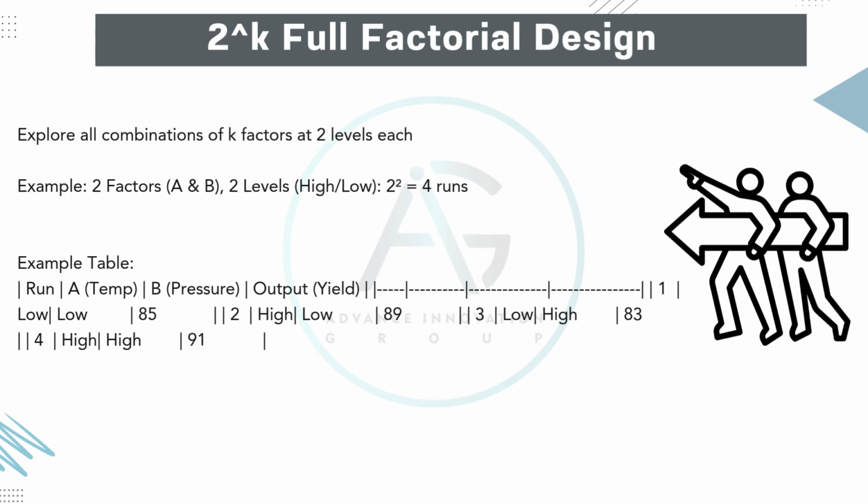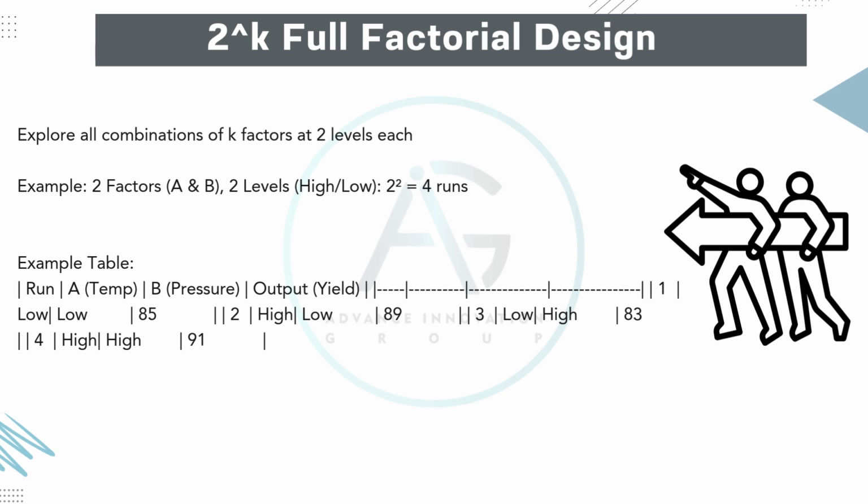In run 1, both A and B are at low, and the output is 85. In run 2, A is at low and B is at high, and the output is 90. In run 3, A is at high and B is at low, and the output is 80. In run 4, both A and B are at high, and the output is 95. In the second table, run 2, A is high, B is low, and the output is 89. In run 3, A is low, B is high, and the output is 83. In run 4, both A and B are at high, and the output is 91.